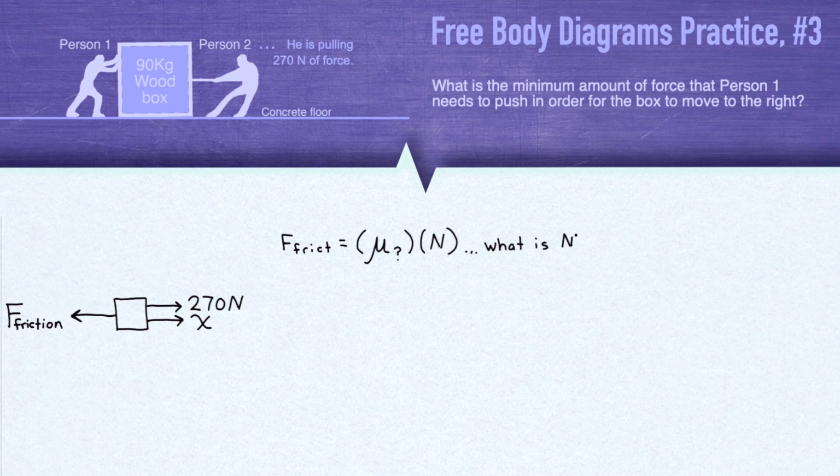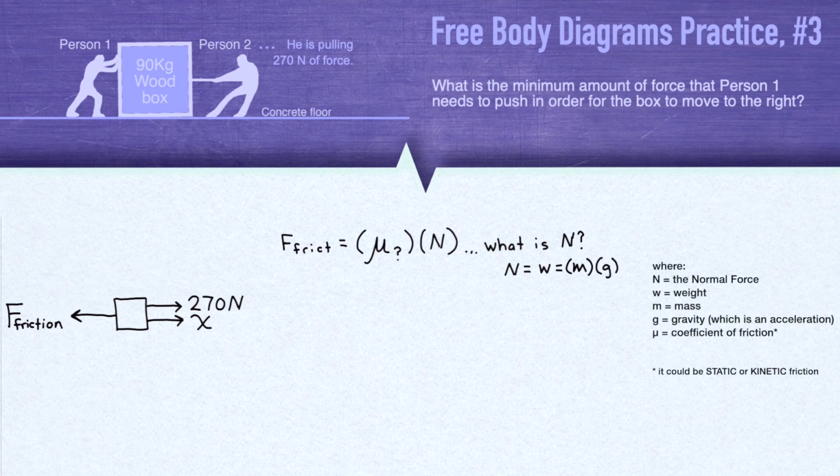Since the box, the object, is not on a slope, the next question will be on a slope, but this question, the box is not on a slope, so the normal force of the box is going to be equal to the weight of the box. And the weight of the box is going to be the mass of the box times the acceleration due to gravity, because the weight of the box is a force, and forces go on free body diagrams. And a force is a mass times an acceleration.